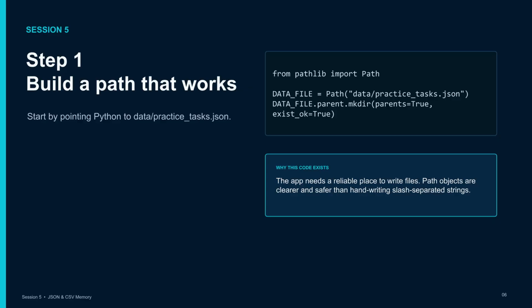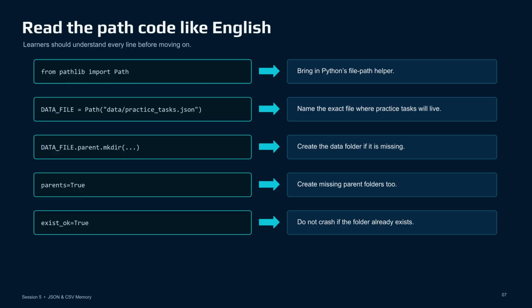Our first step is building a reliable file path. We use Path to define our data file location, and create the directory if it already exists.